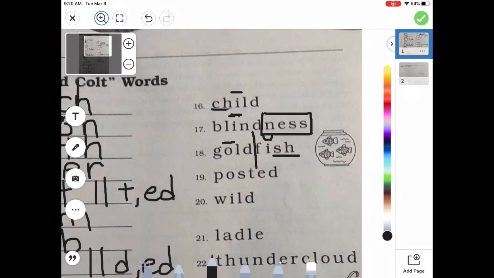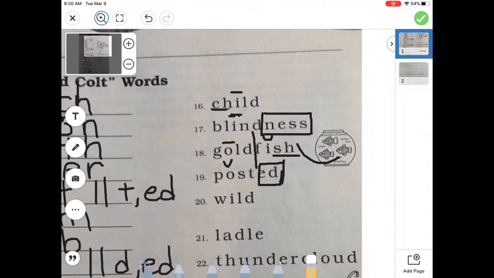Goldfish, goldfish. Very good. And I can tell that's my picture, so I'm going to go ahead and match it. All right, on number 19, what do you notice about it? Ooh, it's got ED at the end, so I need to make sure I box that off. Got an O in front of an S, so let's try it short. Posted, posted. Does that sound right? No, let's try it with the long. Posted, posted.